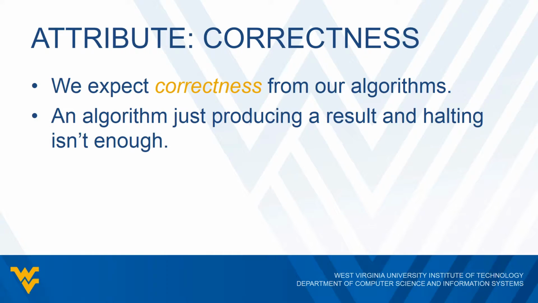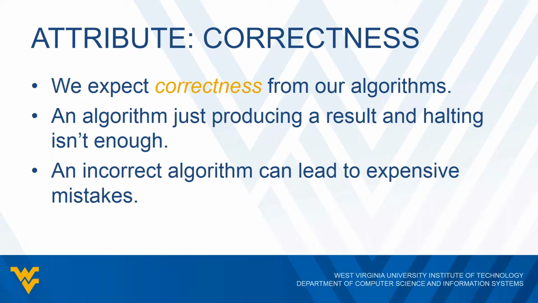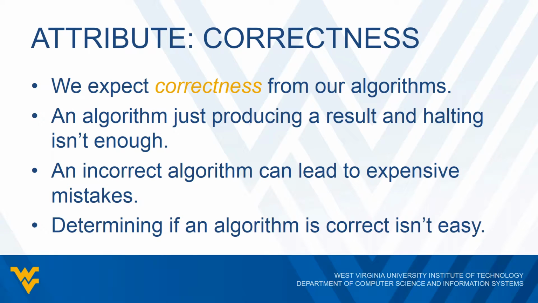In fact, it could make matters worse, because if the algorithm is incorrect, it can become very expensive. It can lead to mistakes. It could cause errors in our computer. It can cause some serious damage if our algorithms are not correct. So we have to make sure that they're correct. Okay, well, how do we do that? Well, not to be a cop-out, but determining whether or not an algorithm is correct really isn't a simple task.